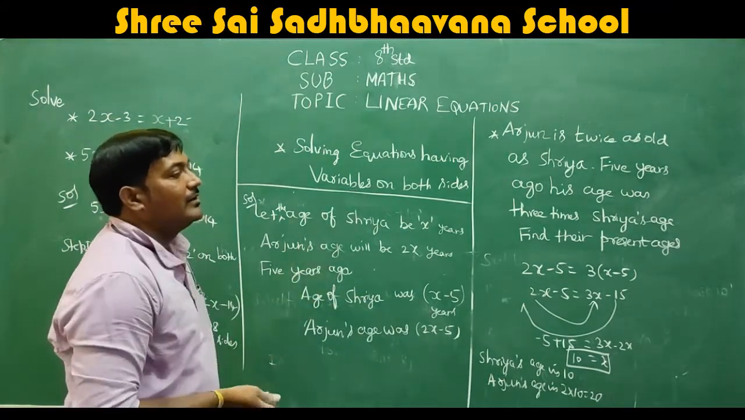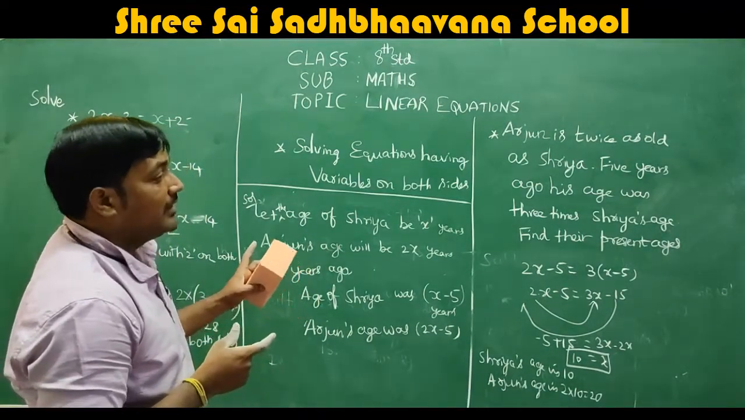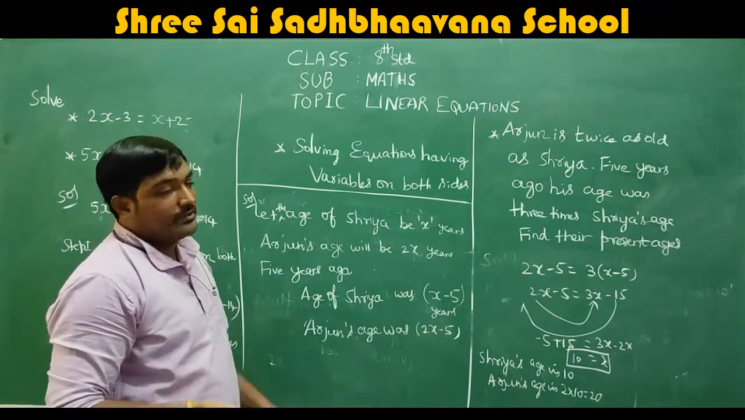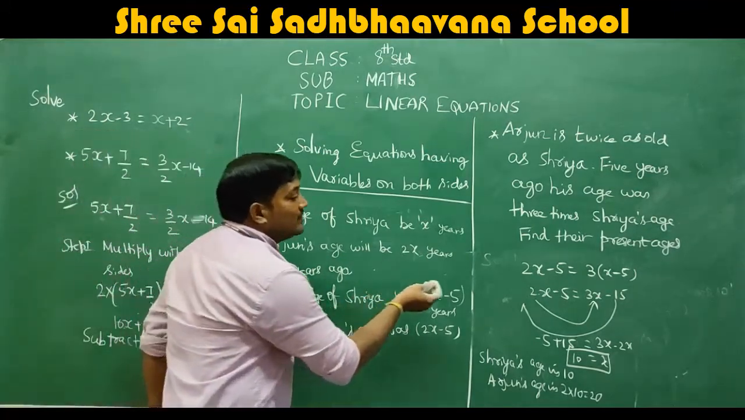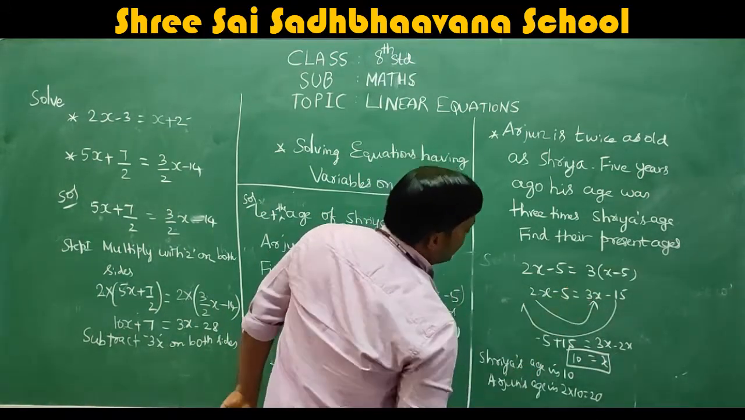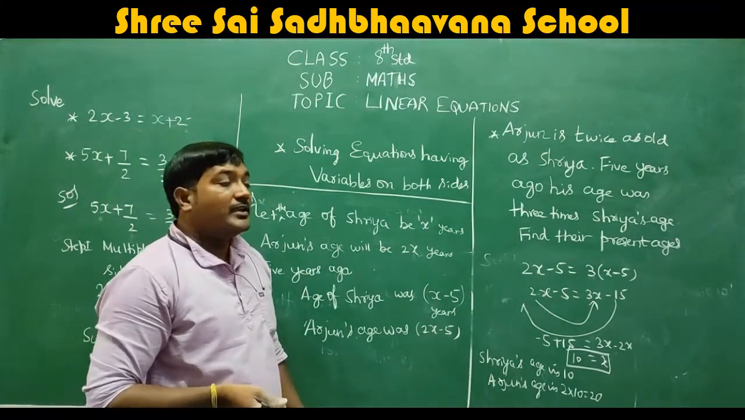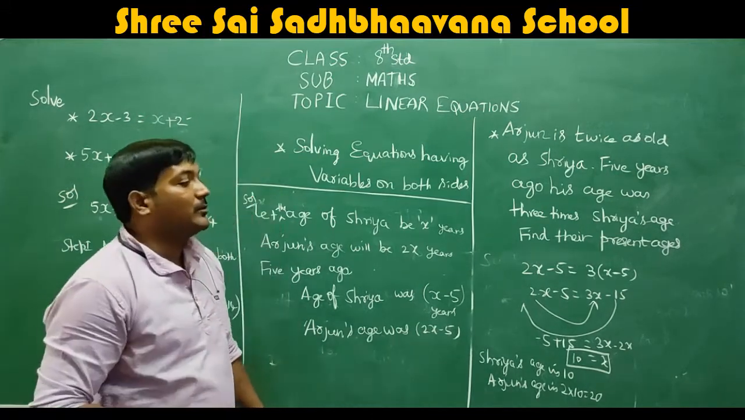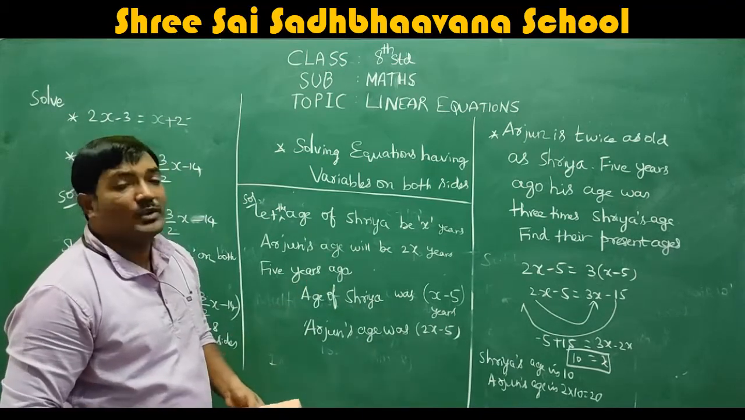So when the condition is given, 5 years ago, Arjun's age was 3 times Shriya's age. So 2x minus 5 is equal to 3 into x minus 5. Now you multiply the 3 inside, and you get 2x minus 5 is equal to 3x minus 15. Every term you have to multiply. Here if you see, 2x and 3x, two variables are there. Which is the highest variable? 3x. So 2x we have to eliminate. You can subtract 2x from both sides, but in word problems there is no need to do that. Just do a direct transpose.